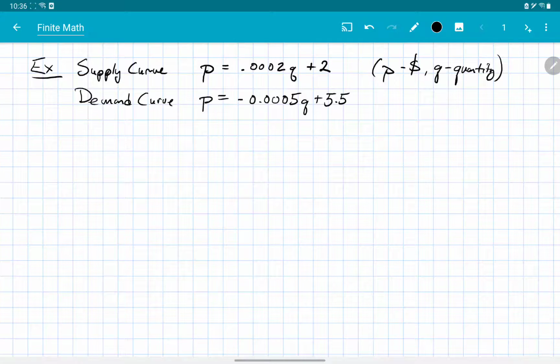Now, who likes decimals? Does anyone like decimals? No. I don't like decimals either. So let's nuke the decimals. Does anyone know how we nuke the decimals here?